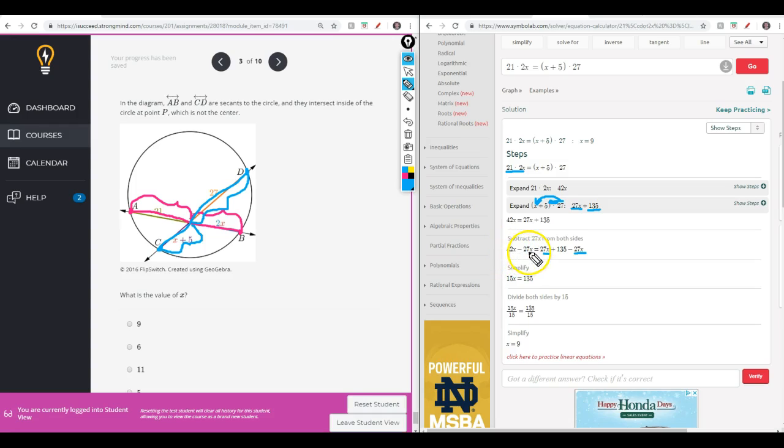And 42x minus 27x reduces down to 15x, and then they divide both sides by 15. So 15x divided by 15 reduces down to 1x, which is our goal, and again that 1 is implied in mathematics. And 135 divided by 15 is 9. So the value of x is equal to 9. And that's the step-by-step of how to solve this.